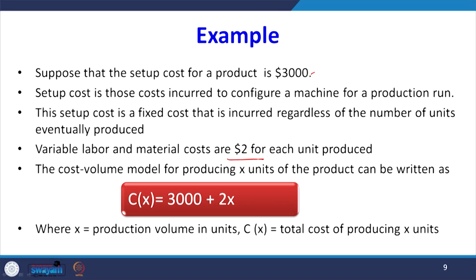So, the cost volume model for producing x units of the product can be written as C of x equal to 3000 plus 2x. Here 3000 is your fixed cost, and 2x is your variable cost. The x is the production volume in units, and C of x is the total cost for producing x units. When you look at this equation, when x increases, the total cost of production will increase. But the $3,000 is independent of the number of units produced.